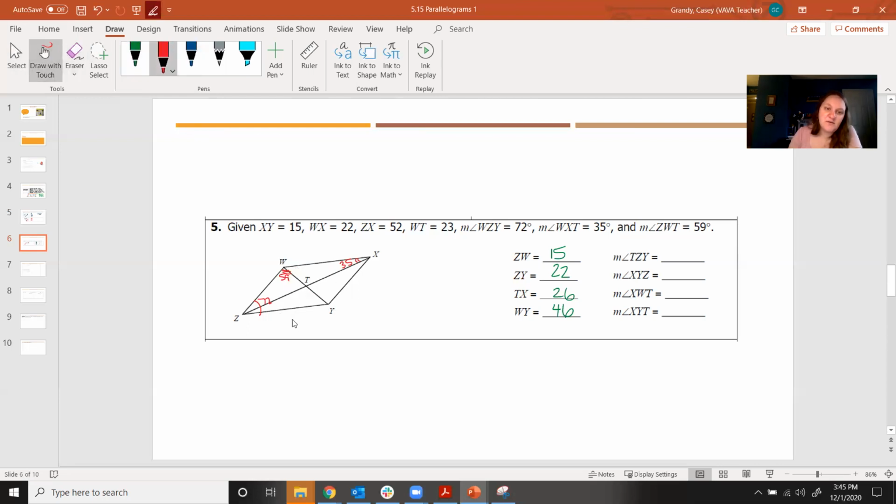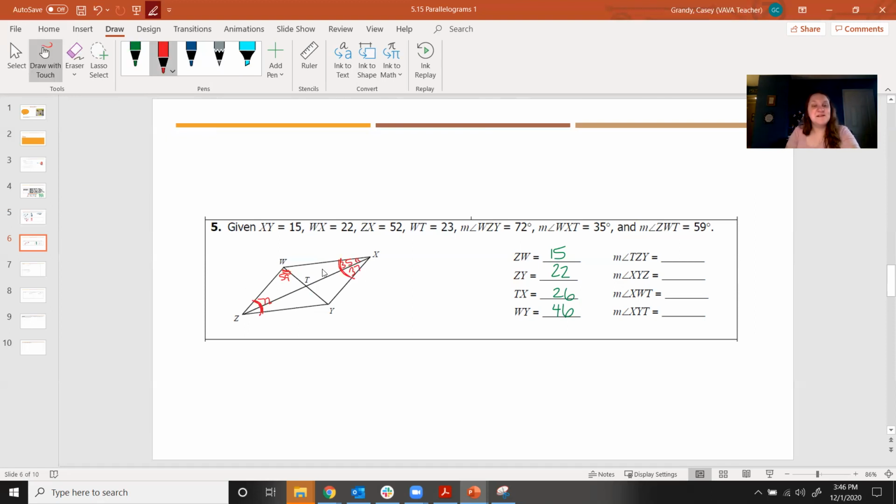Okay, we know that in a parallelogram, opposite angles are congruent. So angle WZY, this whole angle, has to be congruent to this entire angle. And if that piece is 35, then I can figure out that other small piece. I can do 72 minus 35 and get 37. So this piece over here has to be 37.